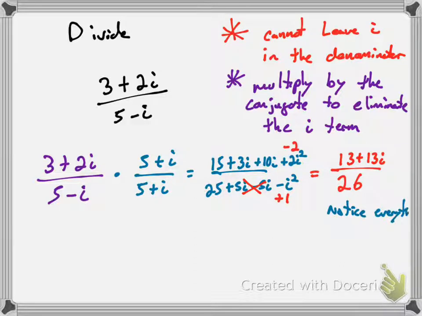Now, we're not done because we need to make sure that we simplify. Notice that everything is divisible by 13. So 13 divisible by 13, 13i divisible by 13, 26 divisible by 13. So we get 1 plus i all over 2.